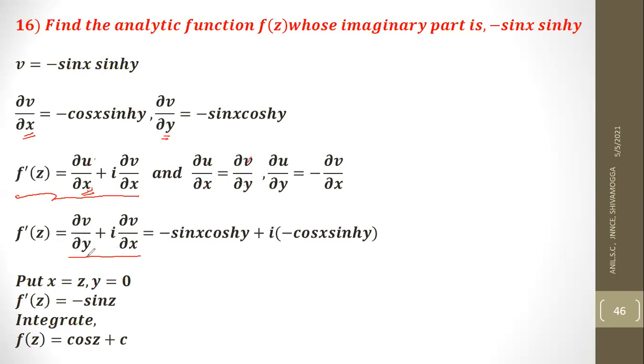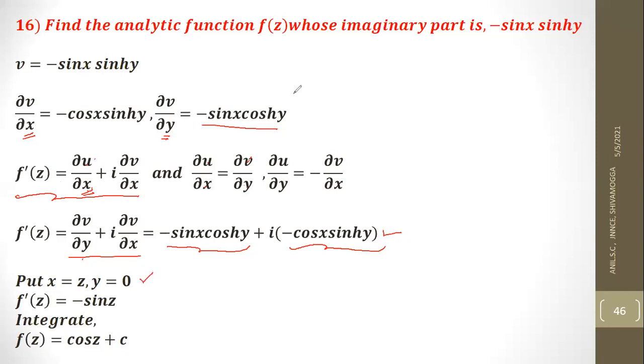Now substitute. Del v by del y is minus sin x into cos hyperbolic y, plus i into del v by del x, and del v by del x is minus cos x into sine hyperbolic y. This is the second working rule. Both the partial derivatives are substituted in f dash z. Next, third: put x is equal to z and y is equal to 0.